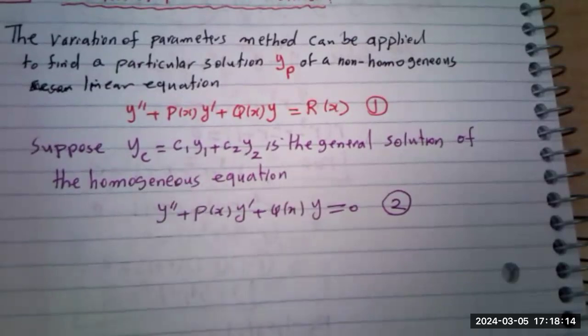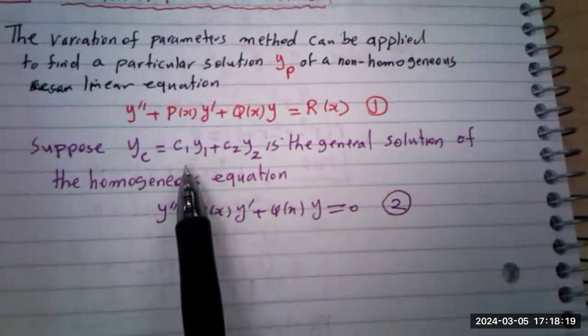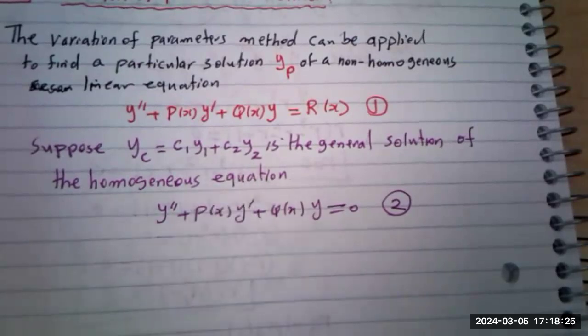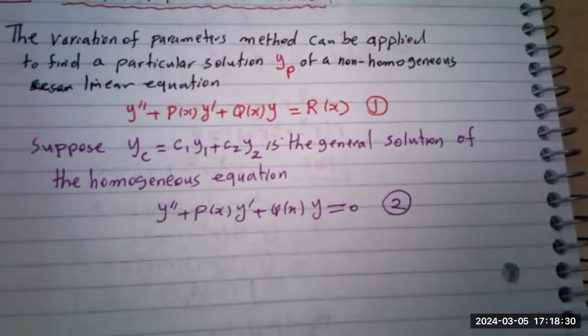So we assume that the solution we're interested in, YP, is equal to U1 Y1 plus U2 Y2. Then we investigate under what condition on U1 and U2 this form is going to be a particular solution. As usual, it's a solution if it satisfies the equation. So we plug it into the equation, and eventually we get a formula for U1 and U2. You memorize those formulas and you're done.